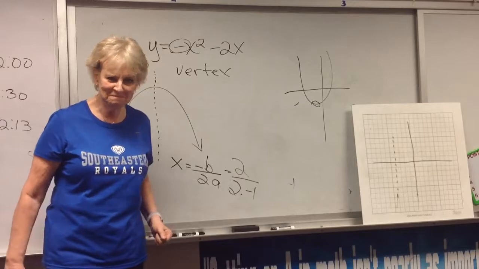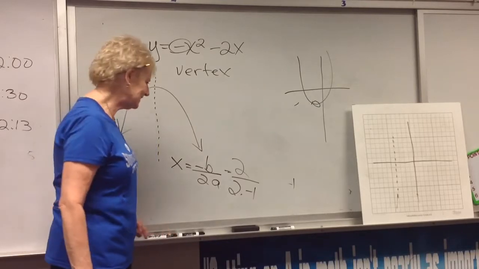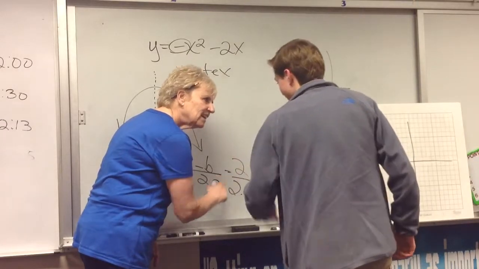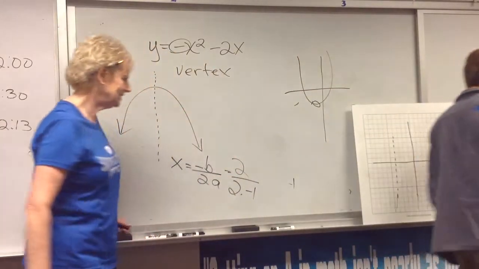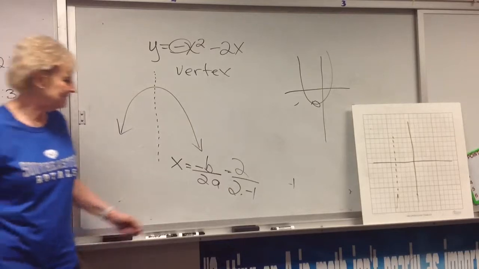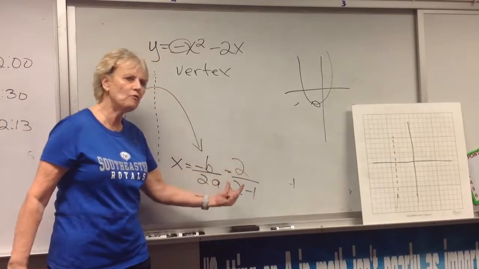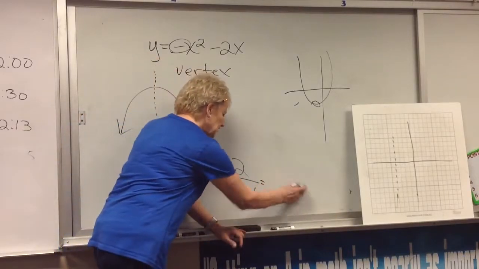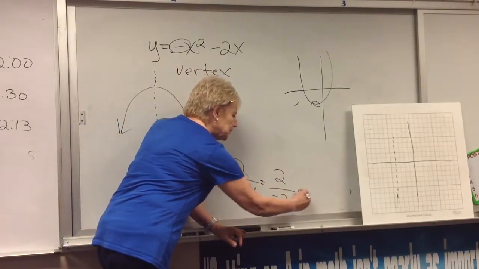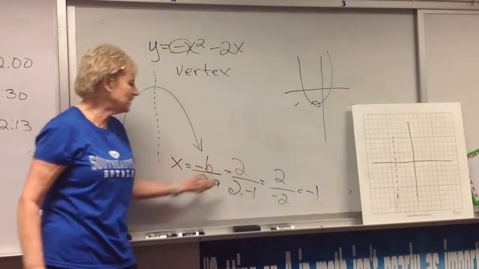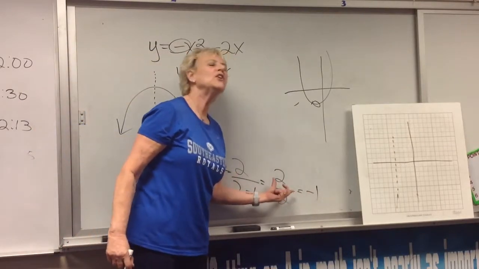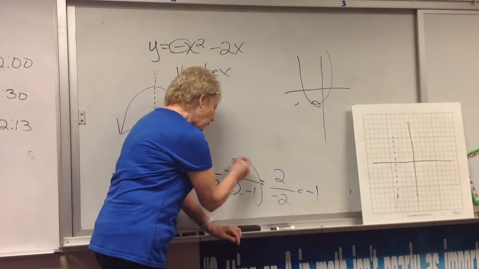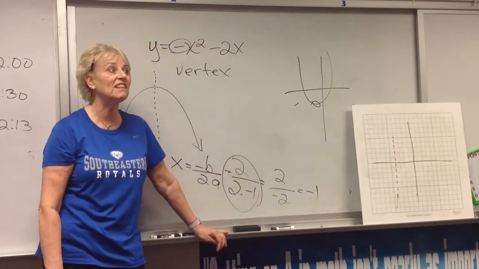Well, according to your board. 2 over 2 times A. So that's 2 over negative 2. Now, you guys that do all this in your head, you're going to miss a lot of questions. If you don't write this part down, you're going to miss a lot.